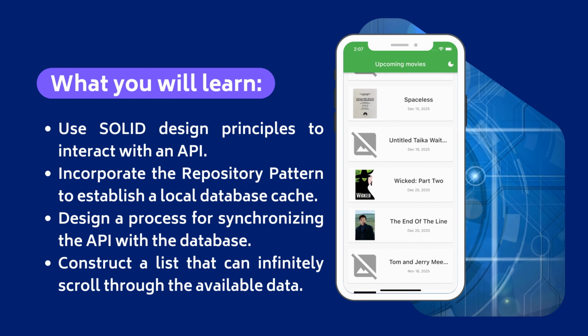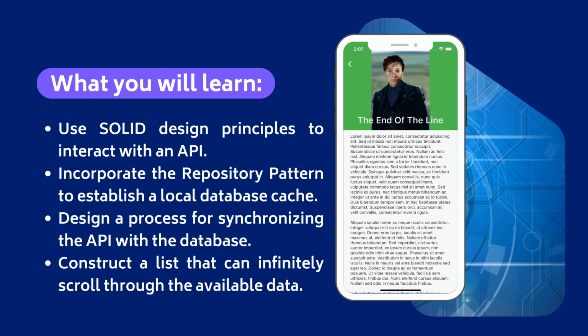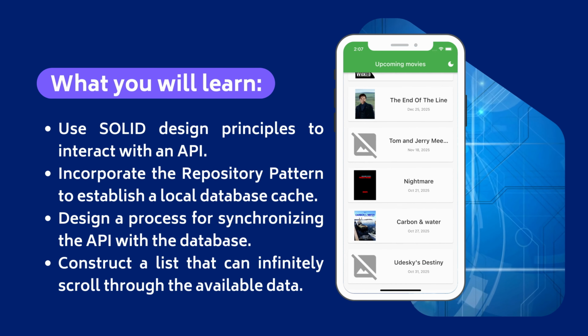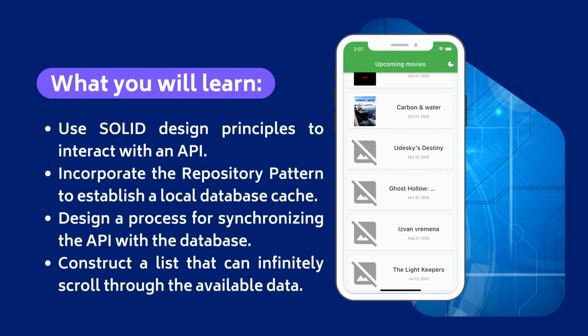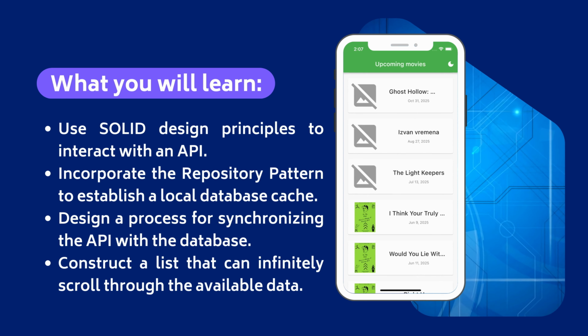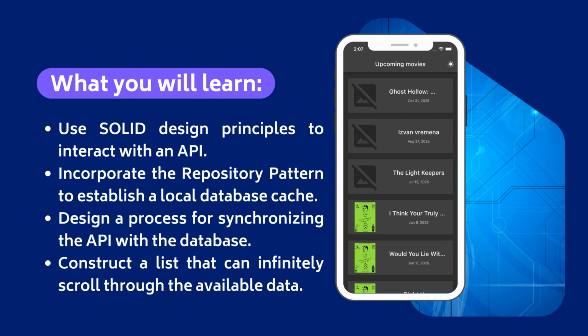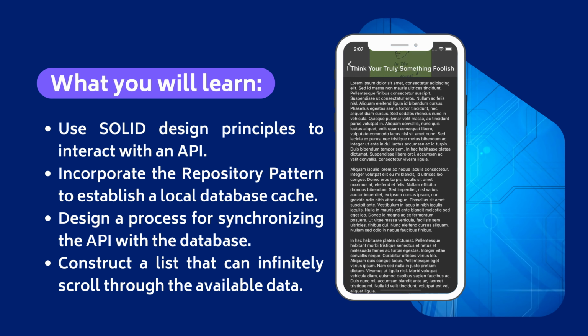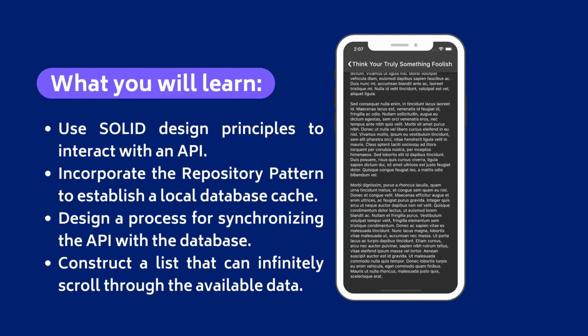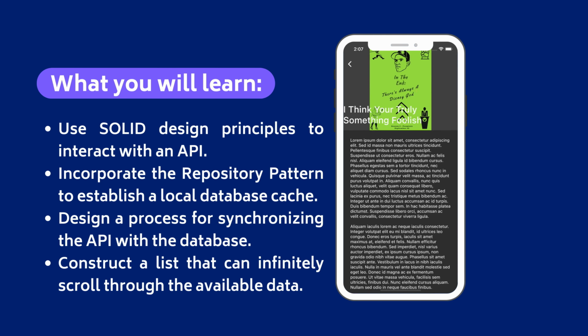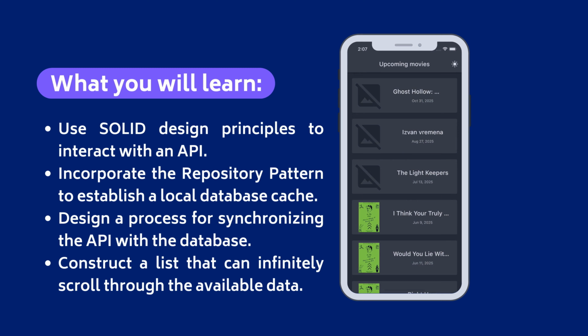how to implement the repository pattern to create a local cache of data retrieved from the API in a local database, how to develop a mechanism to detect new data from the API and flush the local cache to download the updated data, how to create an infinite scroll list to display the retrieved data as the user scrolls.